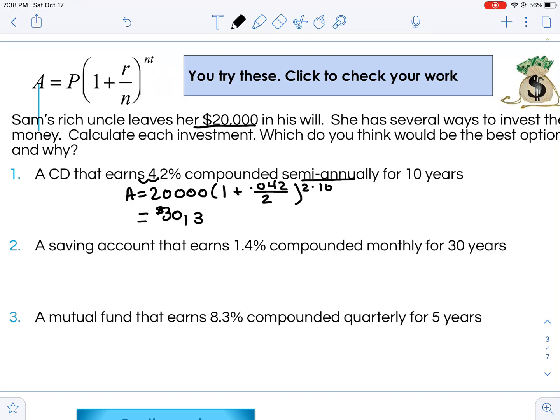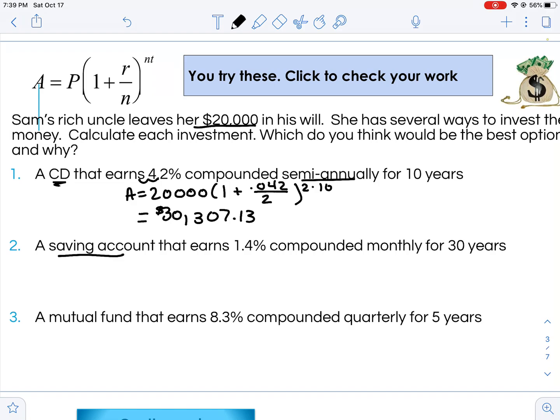So once you get it set up, you type it all into your calculator, and you should get about $30,000, $30,307.13. So again, I would practice putting that in your calculator, or if you're using a Desmos calculator, whatever you're using, make sure you understand how to type that in. That one was a CD, which is a certificate of deposit. So she's got $30,000 is how much she would have in 10 years based on that $20,000 investment.